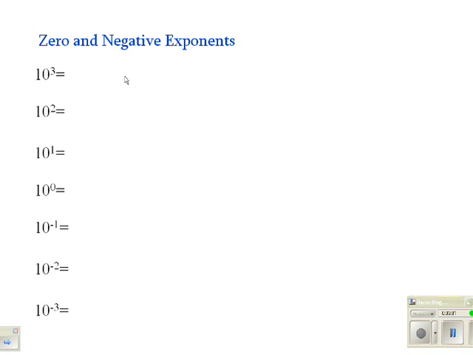I want you to understand 0 and negative exponents. That's an important part of exponents. Here we understand 10 to the third is 10 times 10 times 10, which is 1,000. 10 squared is 100, and so forth. You can see the decimal moving to the left. And this is important here, that anything to a 0 power is 1, not just 10. Any number, any variable to a 0 power is just 1.